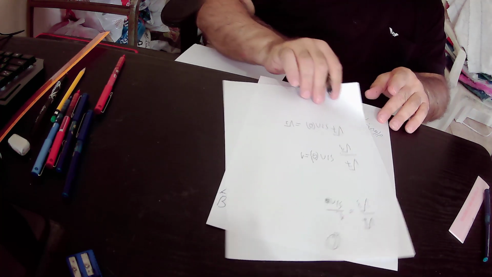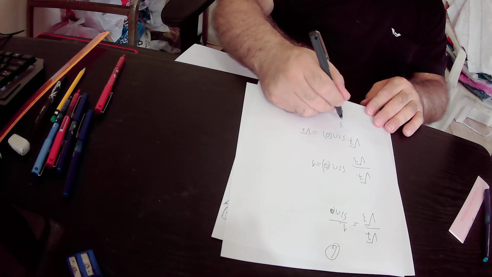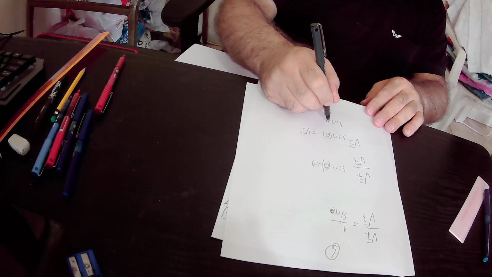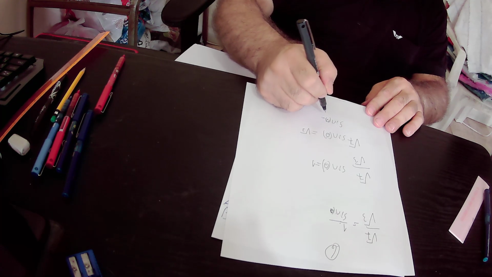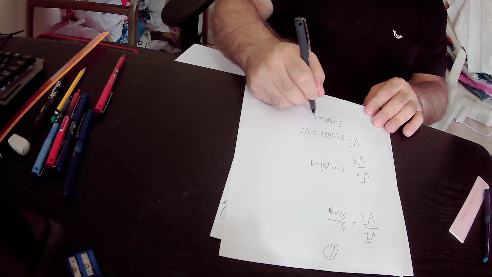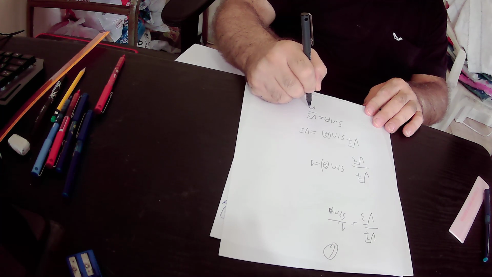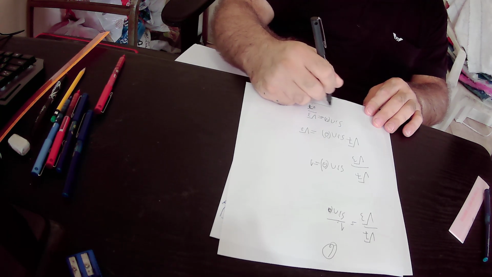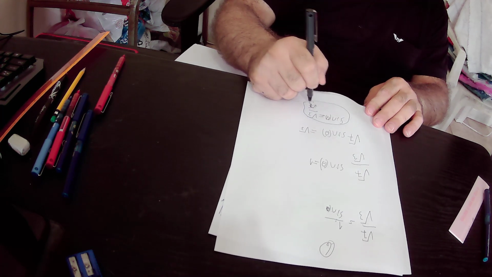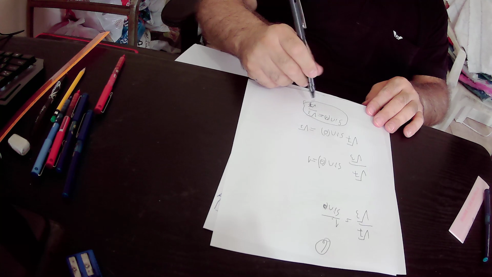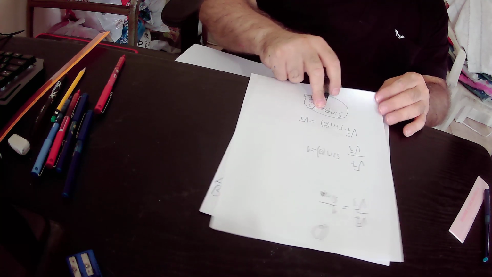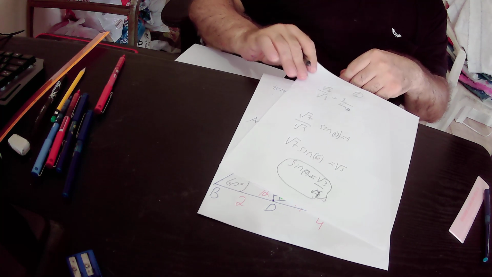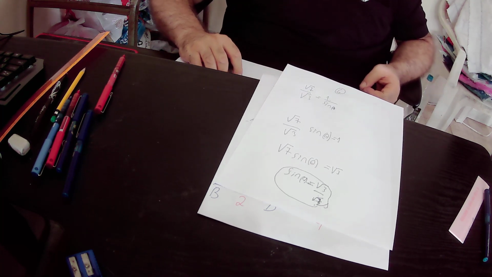Okay, so we will get that sinus theta equals 3 over root 7. Okay. So we found out the value of sinus theta. Sinus theta equals root 3 over root 7.